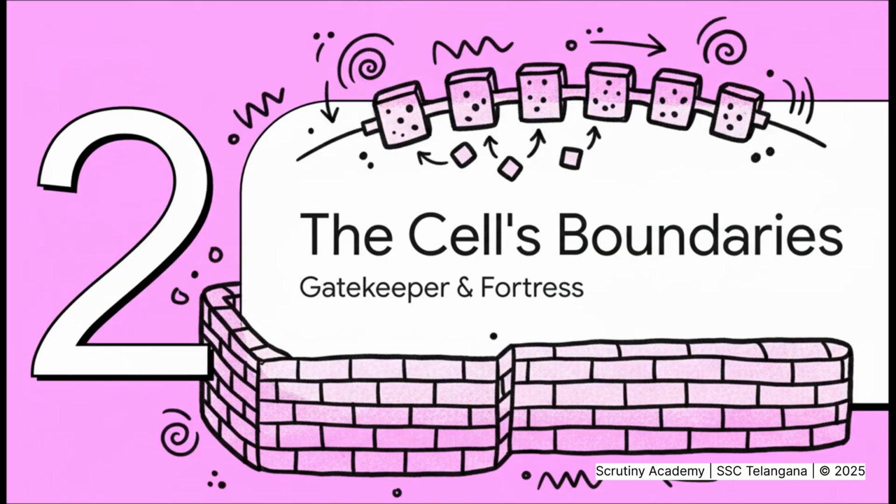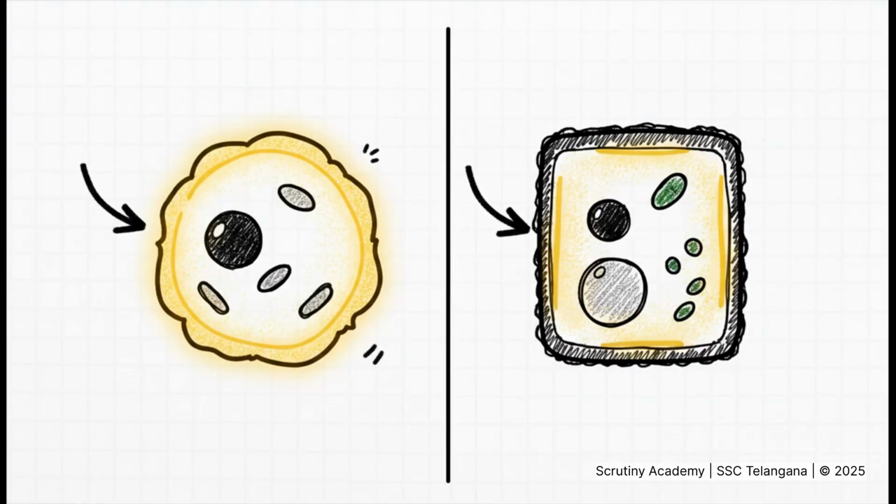Okay, so let's dig into these outer layers. We're going to start from the outside and work our way in, looking at the gatekeeper that every cell has, and then the fortress that only some of them get. All right, so it doesn't matter if it's a plant or an animal cell, they both have this first layer of control called the cell membrane. You might also hear it called the plasma membrane. Now, for an animal cell, this membrane is the outer boundary, but for a plant cell, it's actually tucked just inside that tough cell wall.